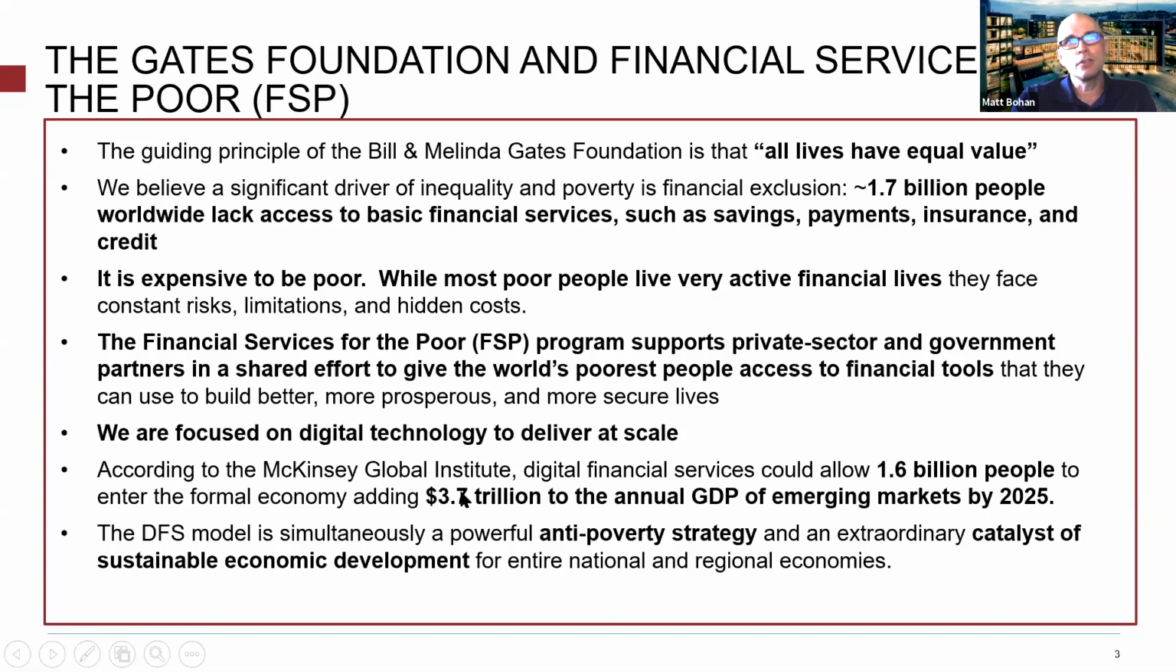And we think this is quite powerful, both in terms of building wealth and building the ability to weather storms. According to McKinsey, allowing the 1.6 billion people who are not currently included to enter the formal economy could add about $3.7 trillion US to the annual GDP of emerging market countries. So this is both an anti-poverty as well as an economic growth strategy.